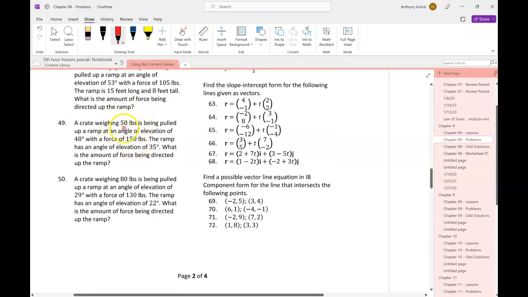This one, you're given both a weight for the crate and a force. So you're going to have to add those two forces together. But the ramp has no length to it, so you can use the shortcut afterwards, which is lovely. And then the last one, same deal. Again, you have two forces, but the ramp has no length to it, so you can use the shortcut there as well.